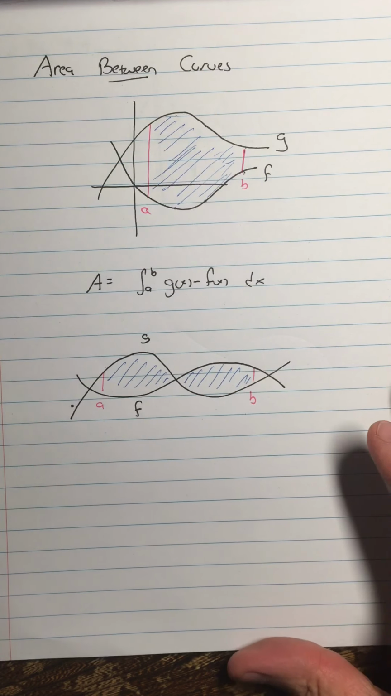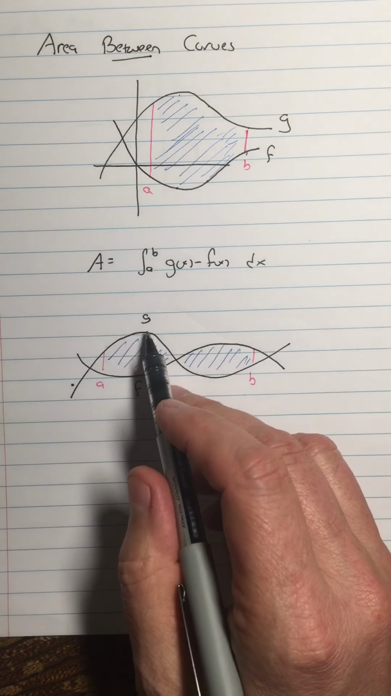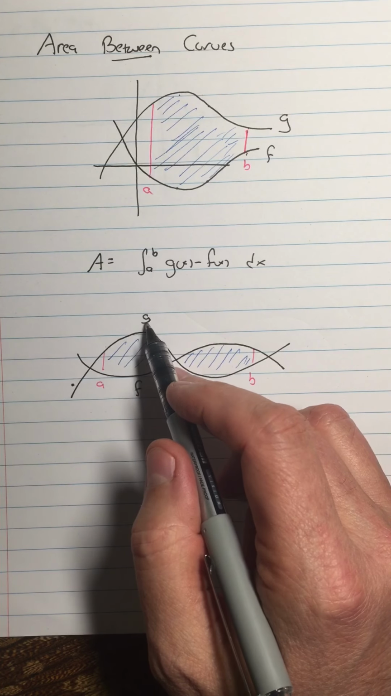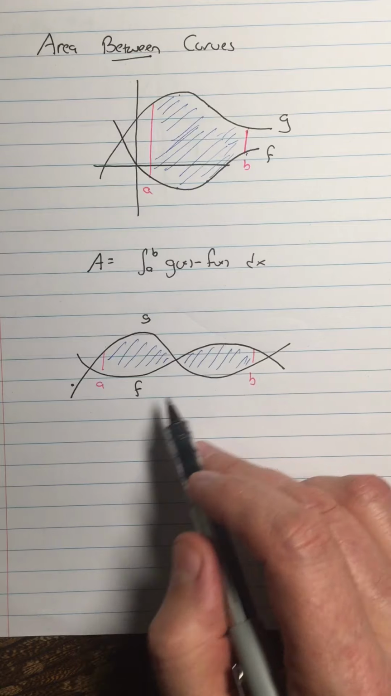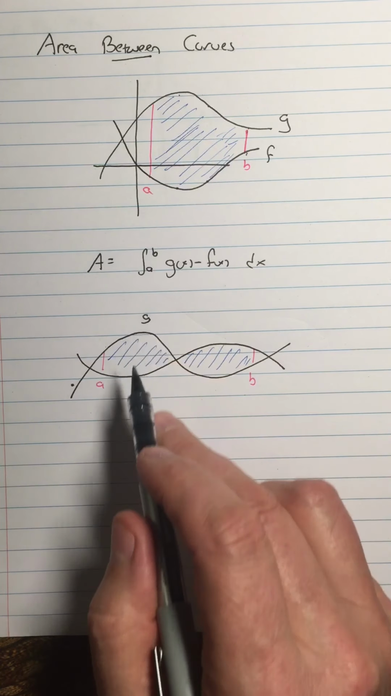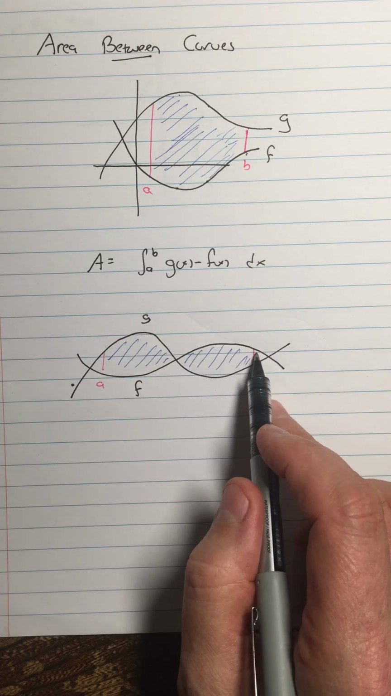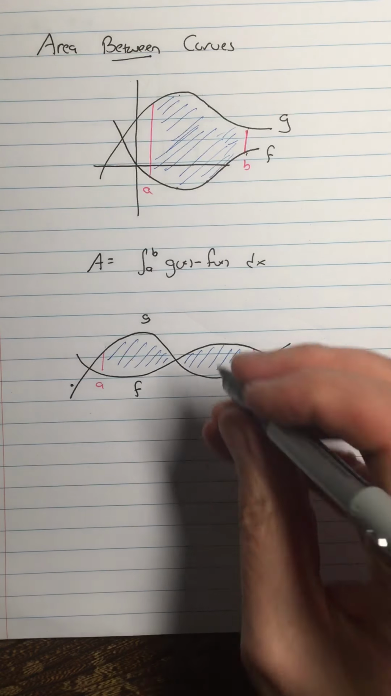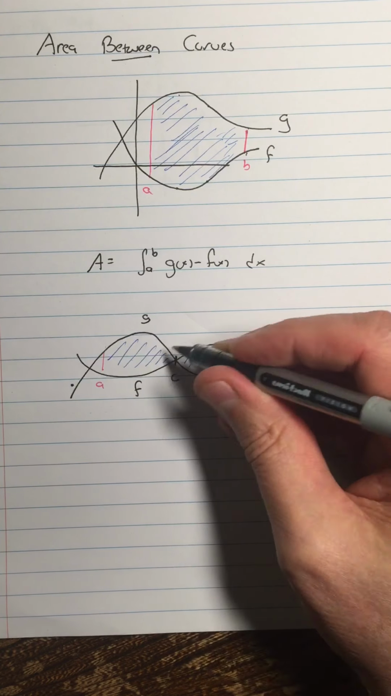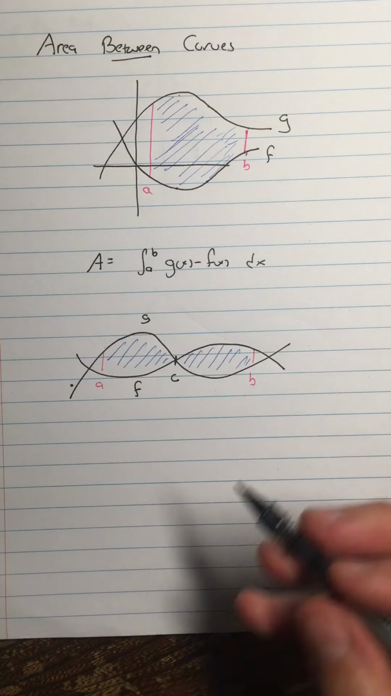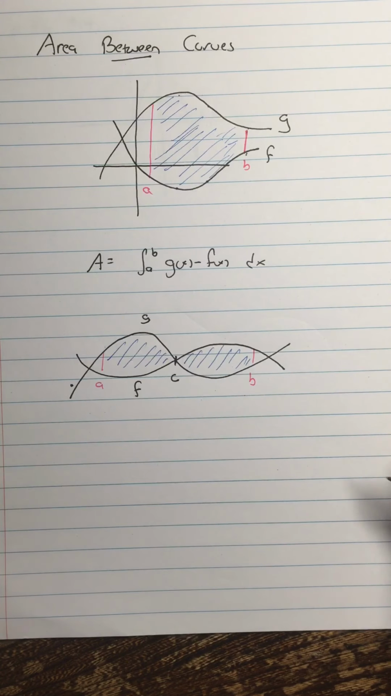However, if g and f trade places so that first one's on top and then the other one's on top, right? So in this interval from a to whatever this point is, g is above f, and from this point to b, f is on top of g. Now I've got to break up the interval. So let's say this is a point c where the two intersect and they've traded, f and g have traded supremacy. They've traded whichever function is highest.